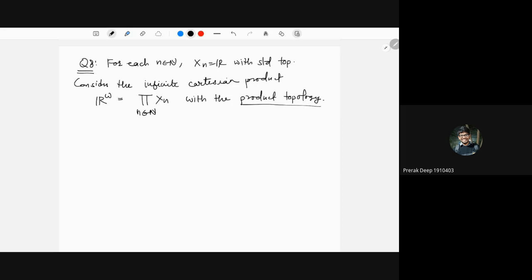So now, what is the difference between the product topology and the box topology? In the box topology, you have noticed that the open set has to be the product of open sets, where each Un is an open set in Xn. But in the case of the product topology, it has to be a product of open sets, but only finitely many of them.